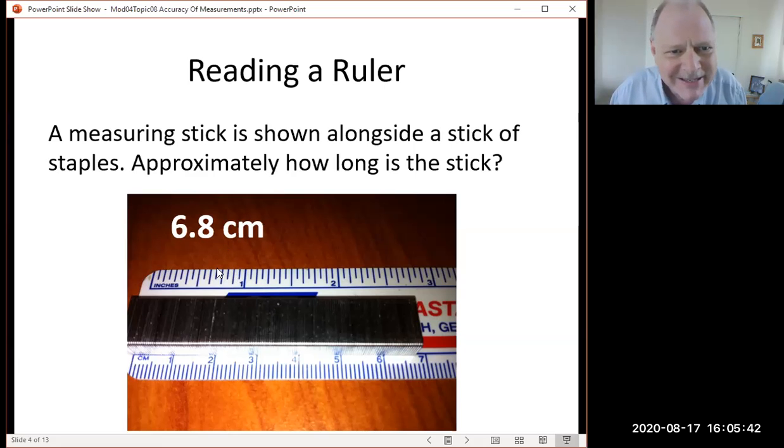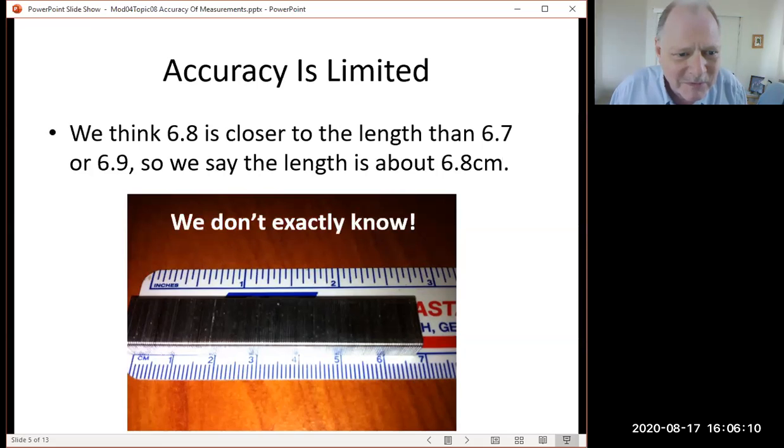So how long is this stick of staples? You look at it. I didn't really want to put the 6.8 up there, but you can look down here and you can see it's about 6.8, but it's maybe in between. It might also be close to 6.9. The point is, we don't know exactly. We think 6.8 is the closest to the real value.